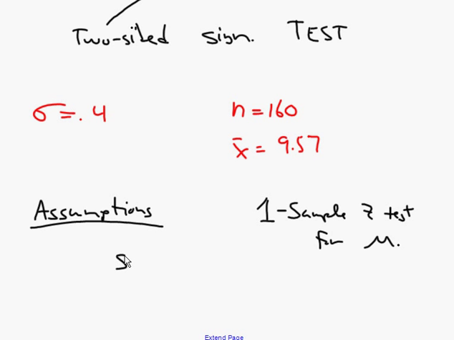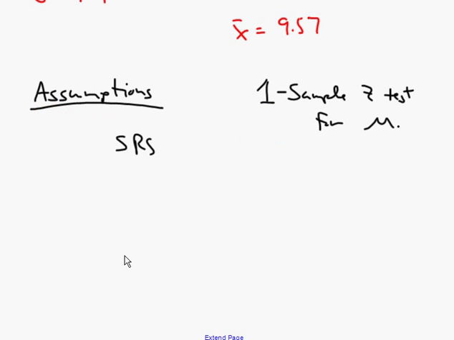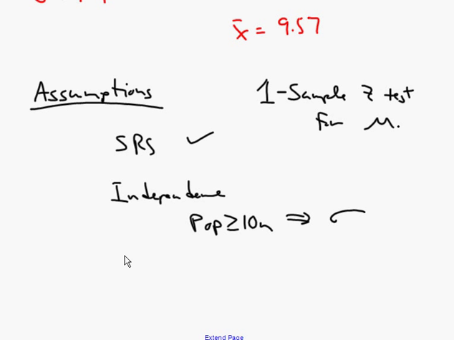So first, an SRS, which the problem said there was an SRS of 160 people. Check. Secondly, the test for independence, which says that the population has to be greater than 10 times the sample size. It also tells us that we know sigma of x bar is equal to sigma of x over the square root of n. So that's checked. There's probably more than 1,600 people in Guatemala. Okay, and then lastly, we've got to check for normality.